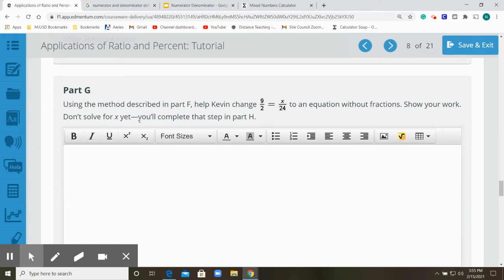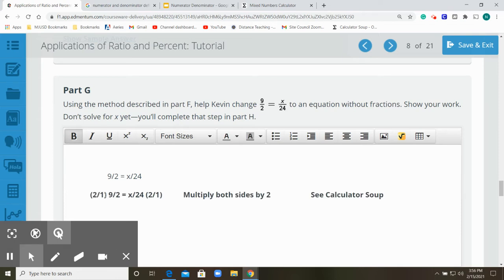It is really challenging for me to go only step by step. So we write down the fraction, 9 over 2 equals x over 24. And the next step is going to multiply both sides by 2. So multiply both sides by 2, which is the same as saying 2 over 1. So 2 over 1, 2 over 1. Multiplying by the 2 over 1 eliminates this divide by 2, and it makes the multiply by 2 over 1 go onto that side. What you do to one side, you have to do to the other. Remember, use calculator soup to help you.